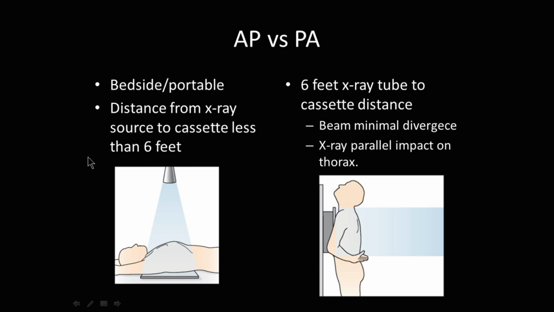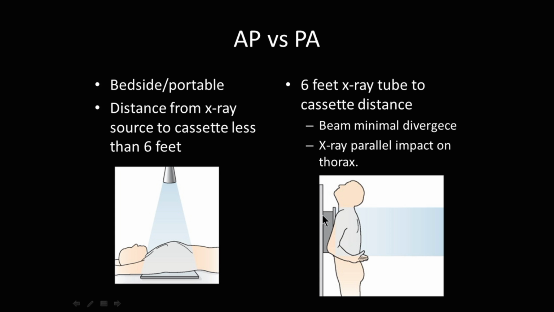AP versus PA. So the most common one that we get in the hospital is the AP. It's essentially a flashlight flashing down x-rays onto a cartridge that then captures the x-rays. And this beam here scatters slightly out as it goes over 6 feet down to the plate. And that oftentimes will cause some issues that we'll talk about later with magnification within the chest.